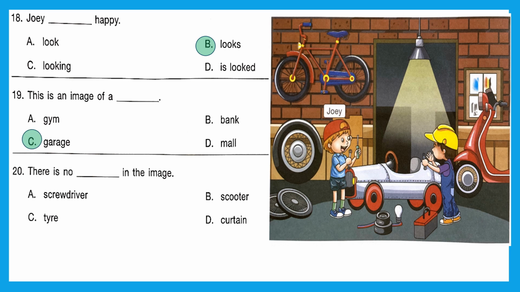There is no dash in the image. Now let's see all the options and find which one is not there. Screwdriver, it is there. See the hand of Joey, he is holding a screwdriver. Scooter, it is there. Tire, it is there. But we cannot find curtain in the picture. So option D is the right answer.